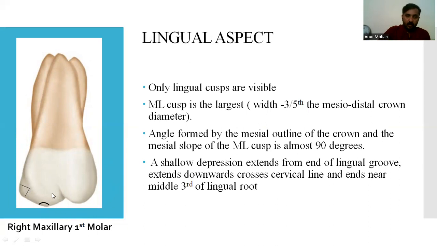It extends downwards, crosses the cervical line, and ends near the middle third of the root. This is an important feature we can appreciate from the lingual aspect. A depression extends from the lingual groove, starting from the crown region, extends downwards, crosses the cervical line, and extends towards the middle third of the root.